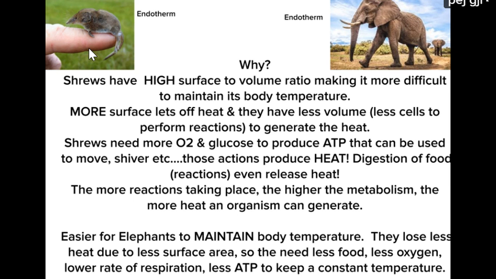As for the elephant, think of all those cells it has that can have reactions that generate heat. So it has plenty of volume and it has more volume compared to the surface area. So there's not as much surface area to release that heat. So it's a lot easier for it to regulate its body temperature, okay?